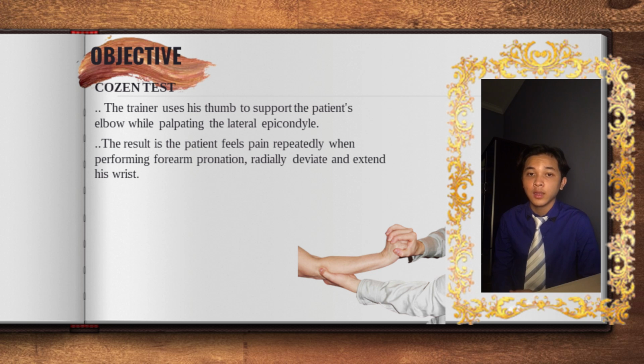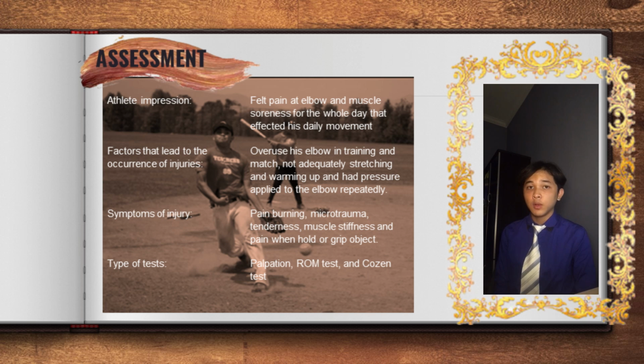So that's all for the tests. For the next slide, I will talk about the assessment of this topic. The injury started when Mr. Imran played softball. He felt pain at the elbow and muscle soreness for the whole day that affected his daily movement. From the analysis, this happened because he overused his elbow in training and matches, did not adequately stretch and warm up, and had pressure applied to the elbow repeatedly.